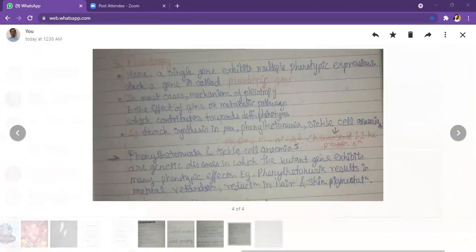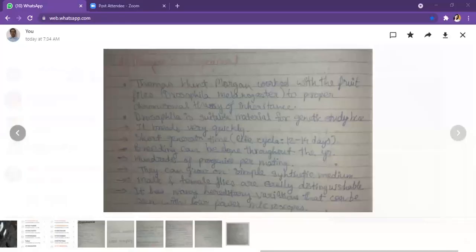Pleiotropic genes means which control more than one character. These genes show multiple phenotypic effects. Now we'll see Morgan's experiment. Thomas Hunt Morgan worked with the fruit fly, which is Drosophila melanogaster, to prove the chromosomal theory of inheritance.